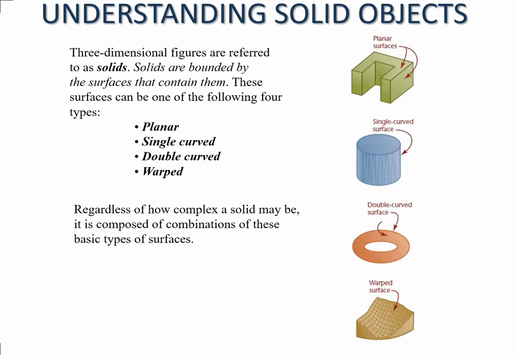Now, guys, let us understand different terms related to 3D and 2D objects. In 3D objects, if you have a solid like this, this is an edge, and this is a planar surface. Same, this is an edge. This is also an edge. And this one is a curved surface, a single curved surface. And here we have a double curved surface. And here we have a warped surface. So we have different types of surfaces, and we should know how to represent them.